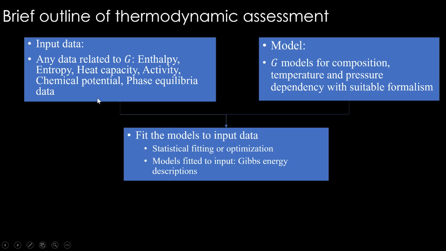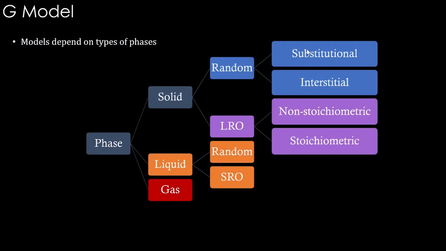Okay. This outline is possibly there in your mind now. What we are going to focus on now is this particular part, modeling. And models depend on types of phases. In phases, the solid, liquid, gas are there. In solid, we have random phases. Random in the sense the chemical order is not there. In that we have two types, substitutional and interstitial. Substitutional solid solution and interstitial solid solutions.